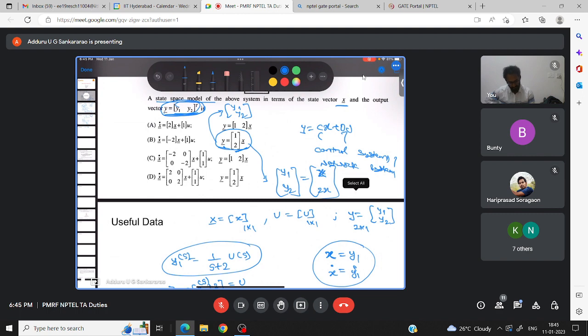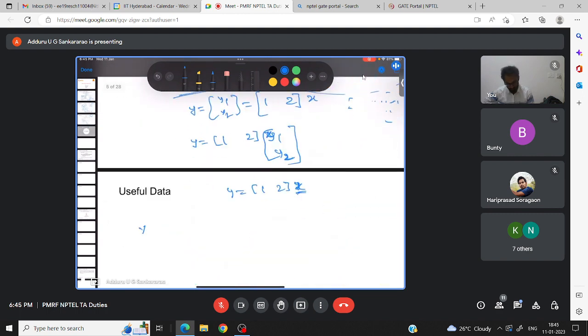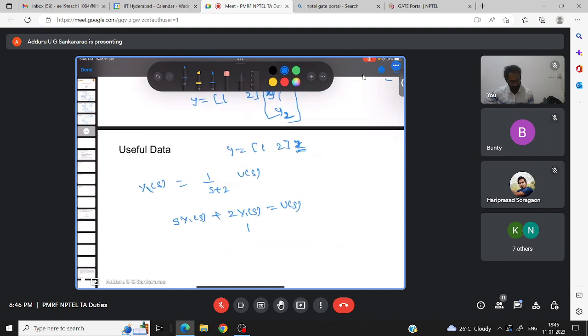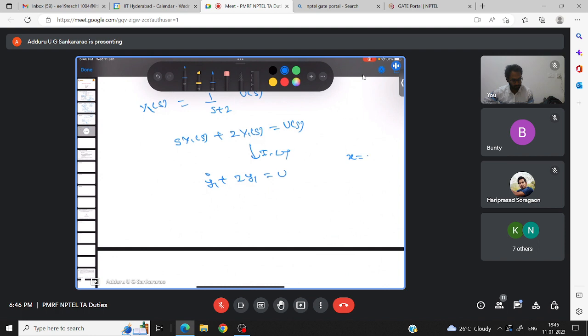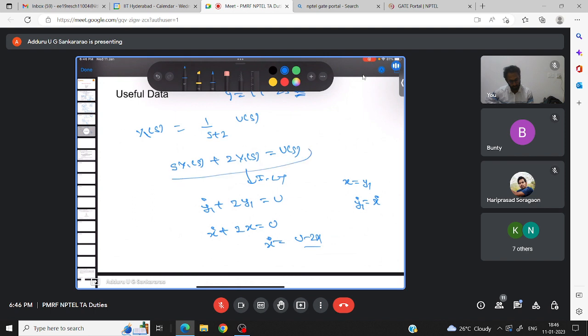See, what I am doing is actually y1 of s is 1 by s plus 2 into u of s. So s into y1 of s plus 2 y1 of s equal to u of s. If we take inverse Laplace transform, you'll get y1 dot plus 2y1 equal to u. But x equal to y1, that means y1 dot is nothing but x dot. So x dot plus 2x equal to u. You can take the inverse Laplace transform like this. Is it clear?